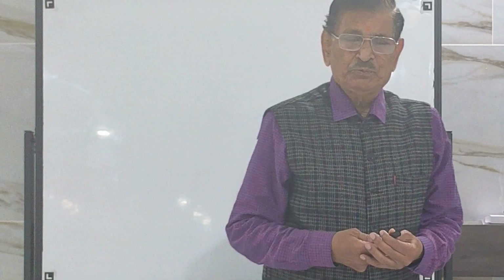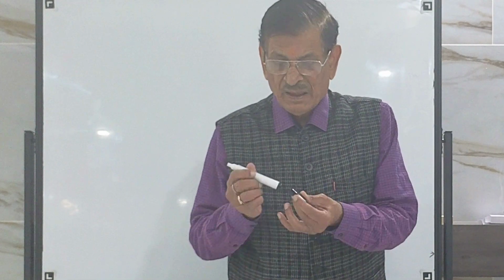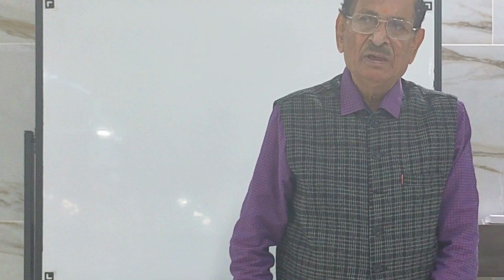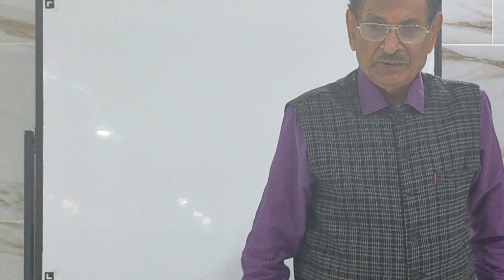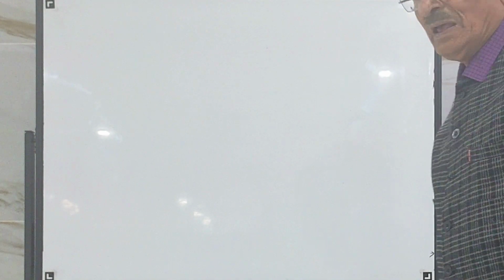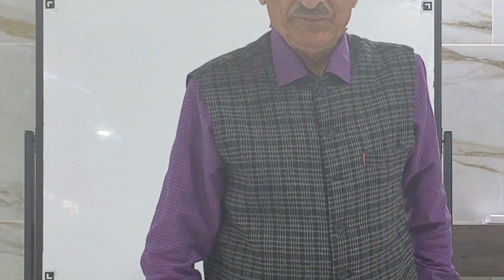Today, I have to deliver a lecture on molecularity and order of reaction. Actually, these two terms are used in the chapter chemical kinetics. You must be aware of chemical kinetics. It is a branch of science that deals with the rate of reaction.